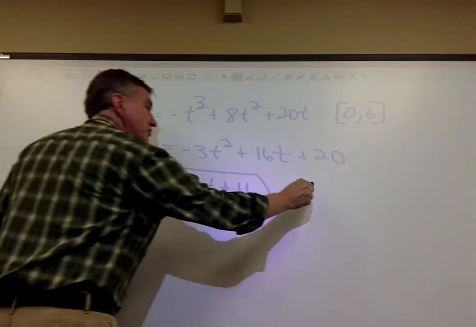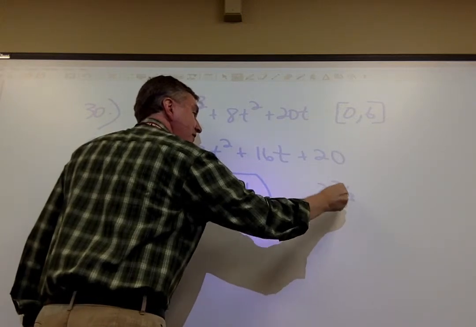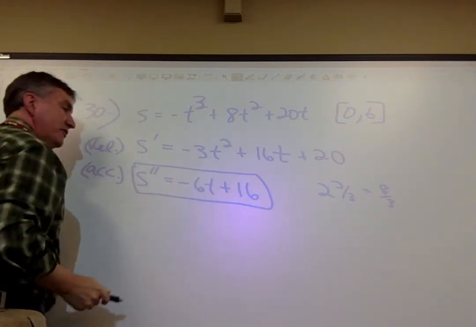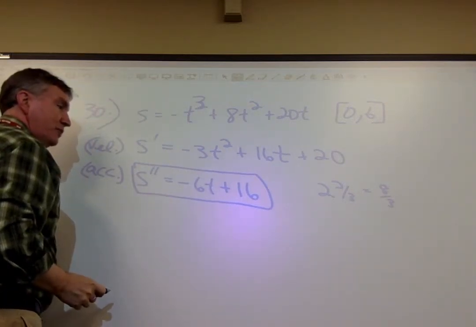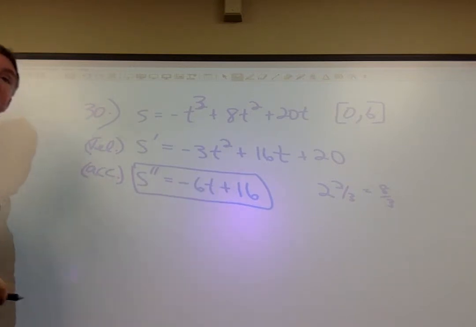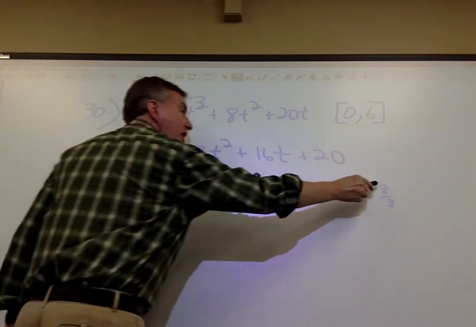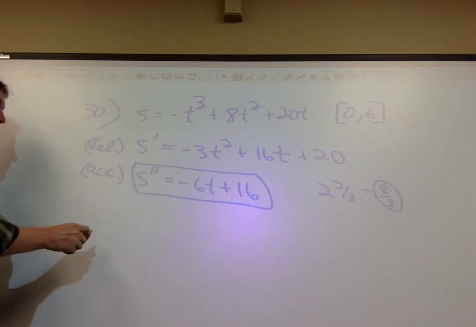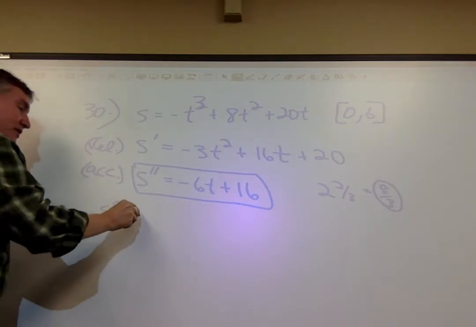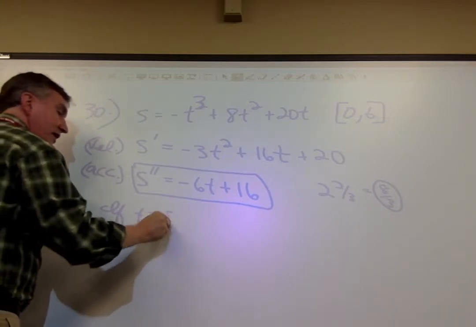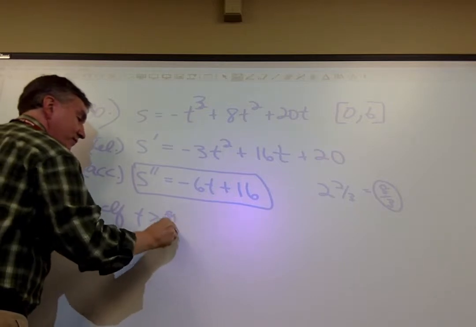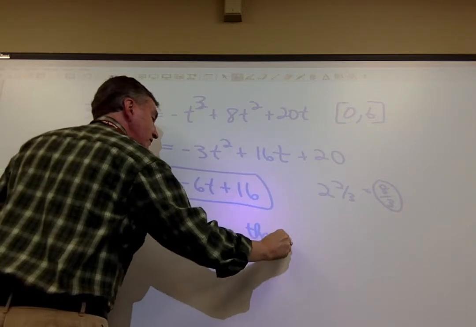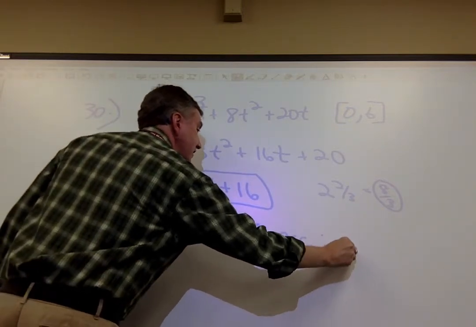Because what is 2 2/3? Isn't that 8/3? If I put 8/3 here, that would be negative 16 plus 16, which is 0, isn't it? So if I go beyond 8/3 seconds, this is going to be negative, isn't it? So the way you could answer that question is, if t is greater than 8/3 or 2 2/3 seconds, the acceleration is negative.